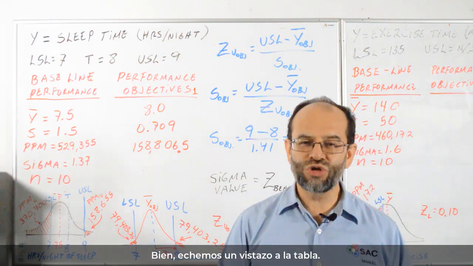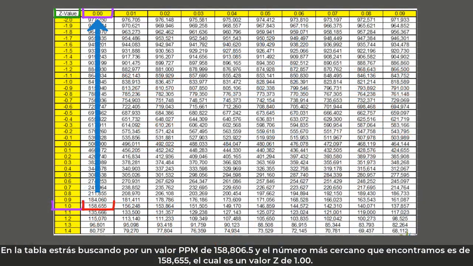Well, let's take a look at the table. On the table, you are looking for a ppm value of 158,806.5. And the closest number that we are getting is 158,655, which is a Z value of 1.00.